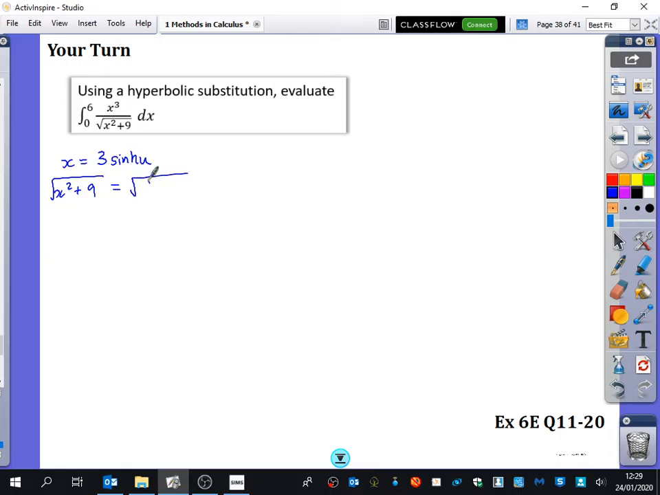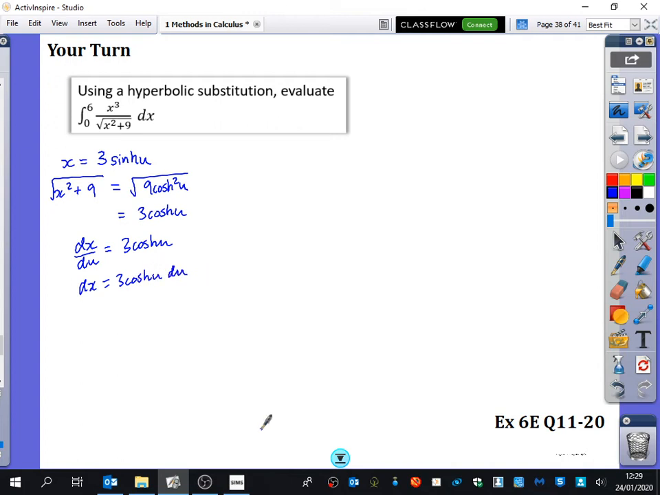So it's the square root of 9 cosh squared u, which is 3 cosh u. So it's 3 cosh u, okay? What about dx du for this bit? 3 cosh u. And so dx is 3 cosh u du.